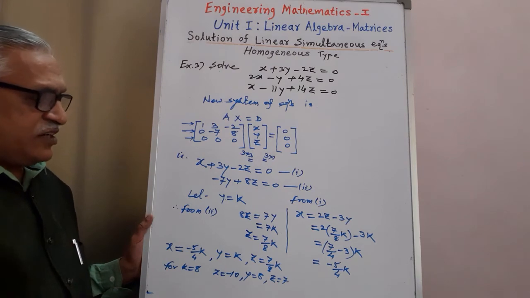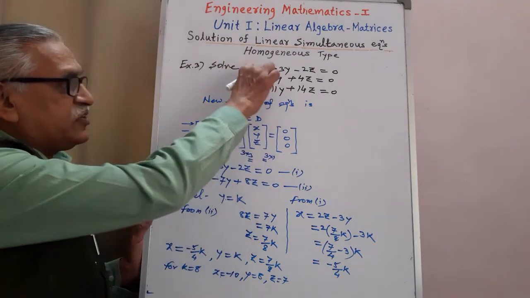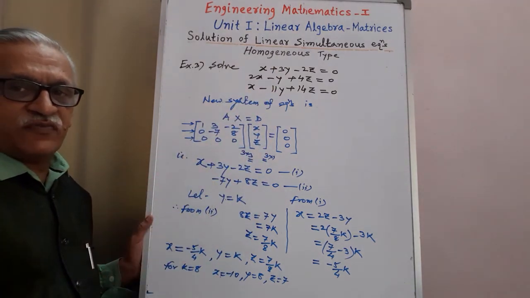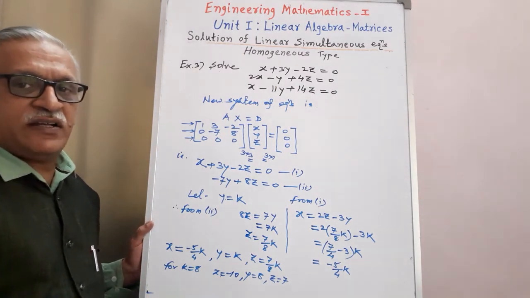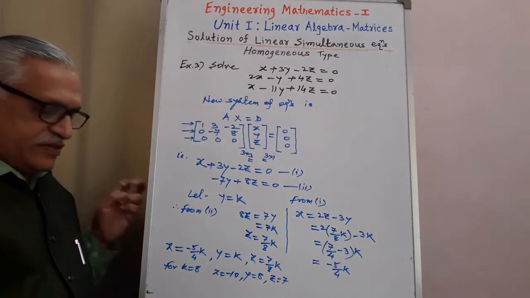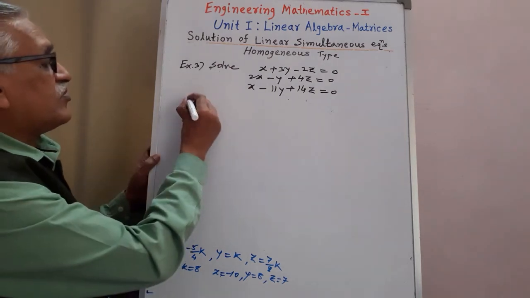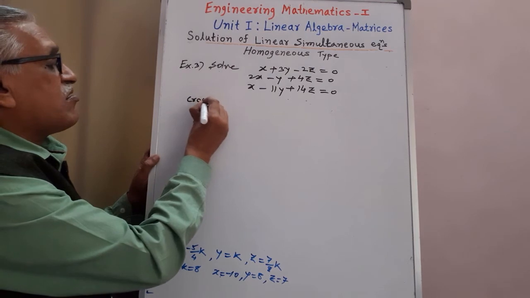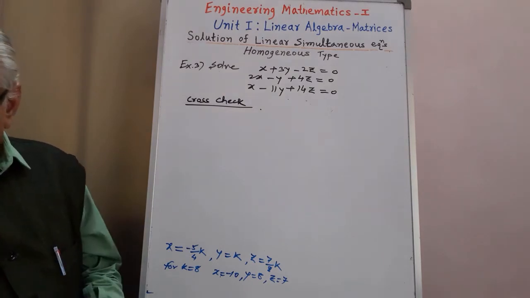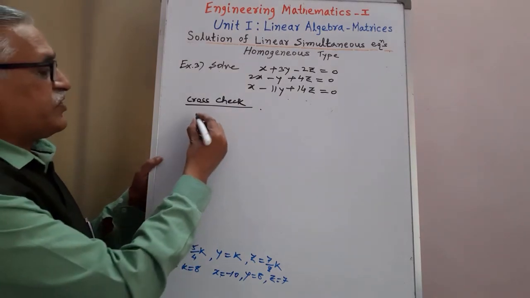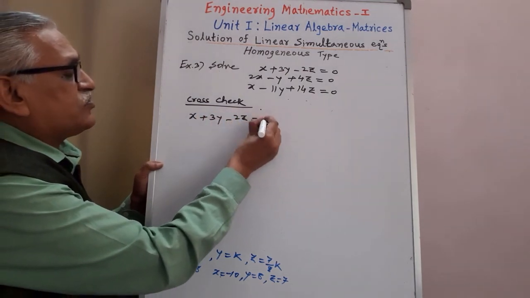And then we cross check whether the obtained solution is correct or wrong by substituting these values in the given system of equations. If equations are satisfied, then the obtained solution is the correct one. If any one of them is not satisfied, then the obtained solution is a wrong one. Therefore, always try to perform such a cross check. Cross check. First equation is x plus 3y minus 2z is equals to 0.